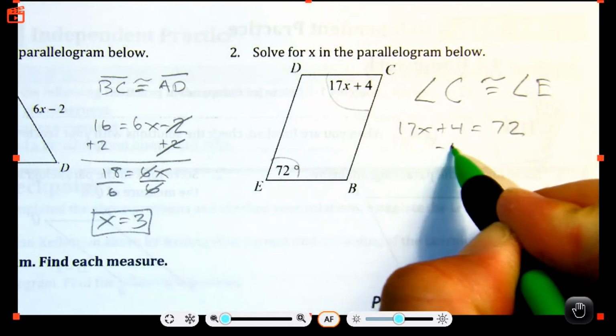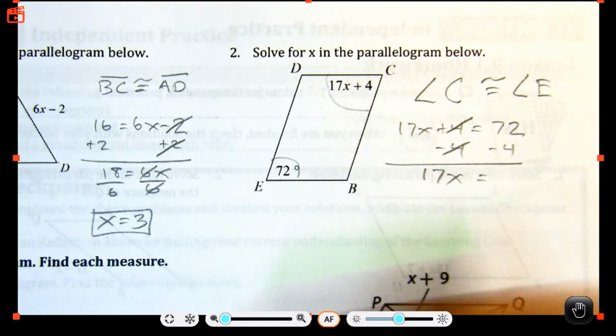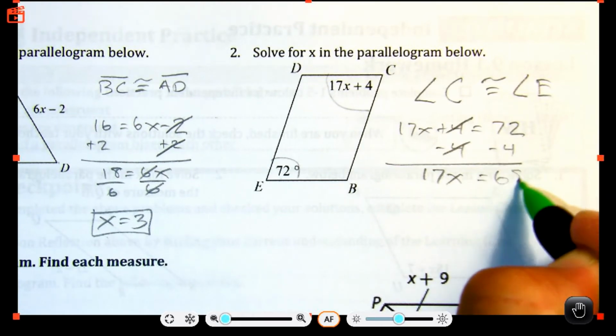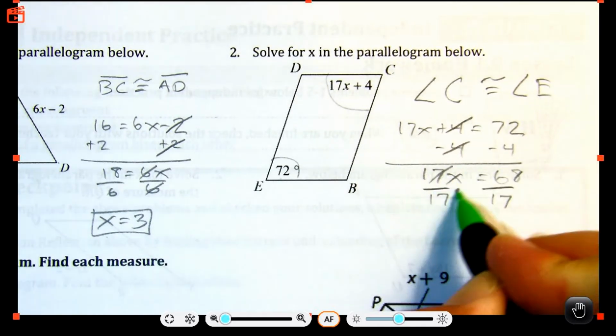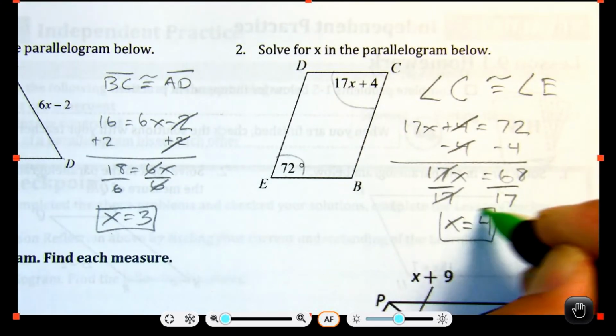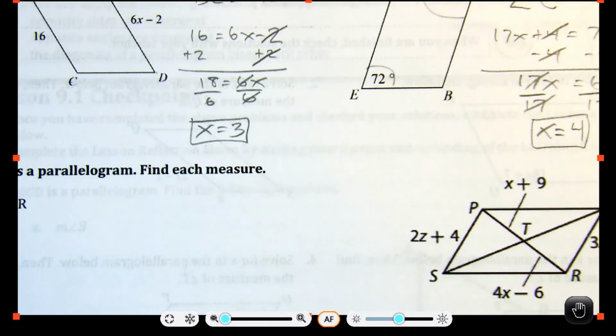I could subtract 4 from both sides. 72 minus 4 is 68. And then I would divide both sides by 17. And 68 divided by 17 is 4. So that is your solution. Okay, let me zoom out.